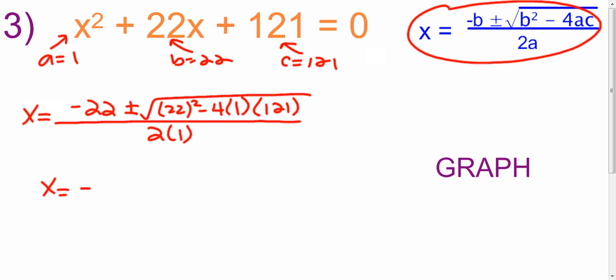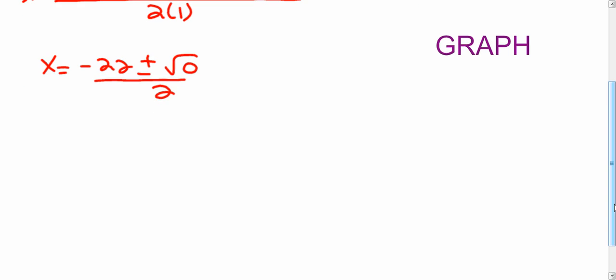If we simplify that a little bit, again, I would suggest that you type this whole thing into your calculator, 22 squared minus 4 times 1 times 121. Then you're not going to have quite as many errors. What happens when you do that is you will get the square root of 0, and we all know that the square root of 0 is 0.